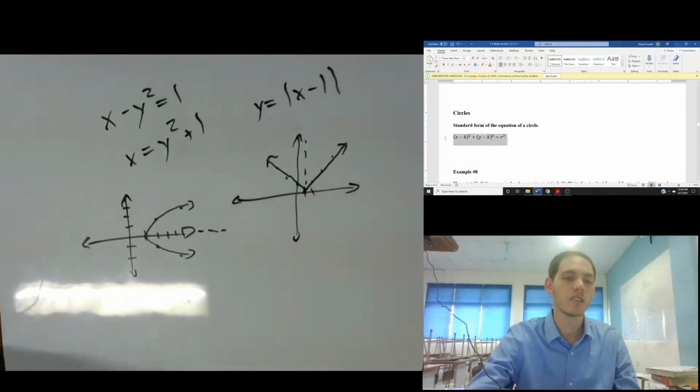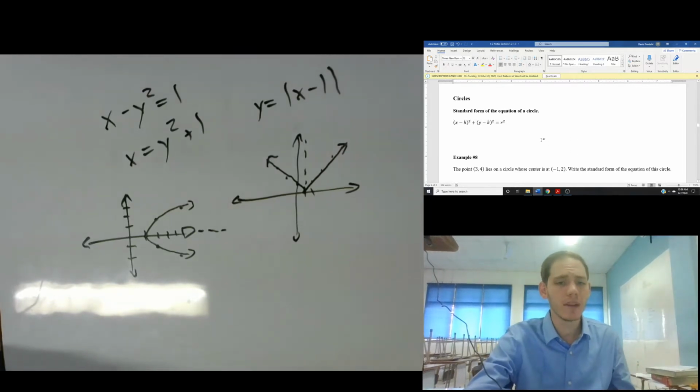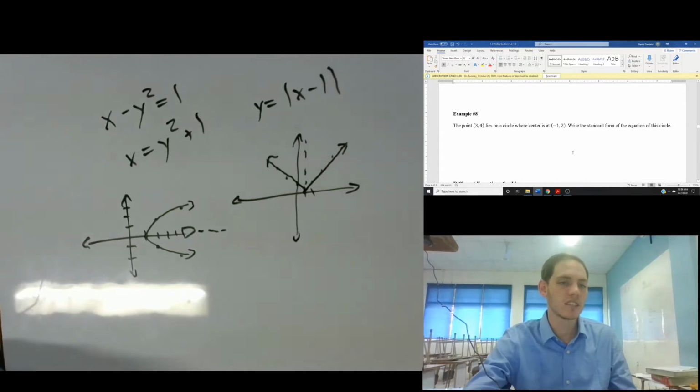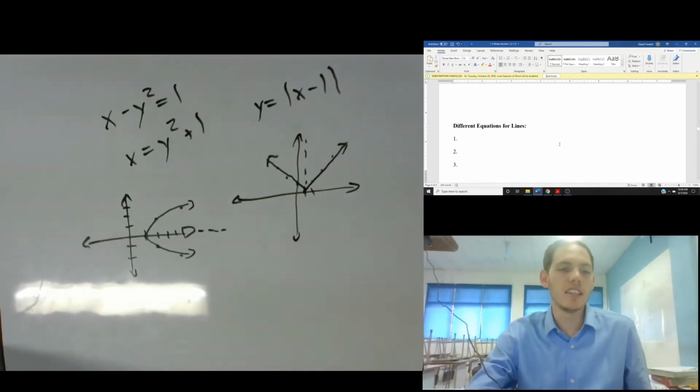Now we're going to go over this far later, chapter 10, and a few times. But basically, you have a point that lies on the circle, which you're going to plug in for x and y, here and here. And you're going to plug this, negative 1, 2, in for k and h, and you're going to solve for r squared. Okay, now that's basically how you do that to solve for this one right here.